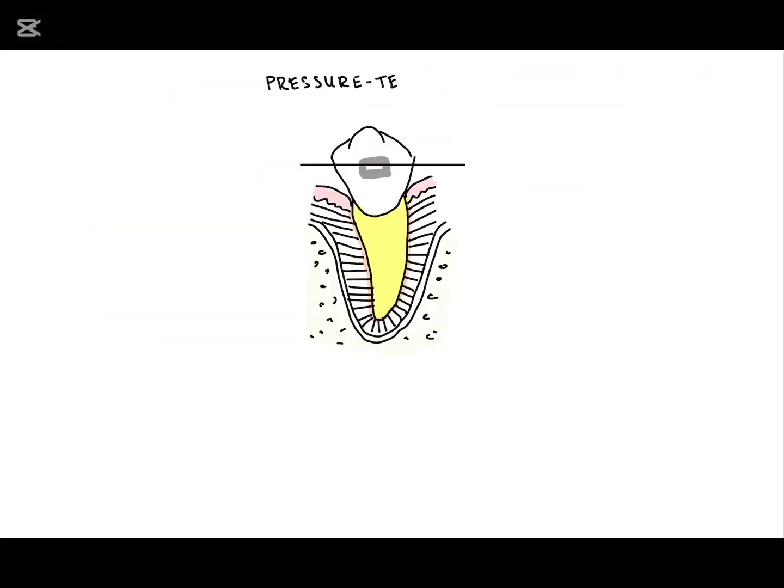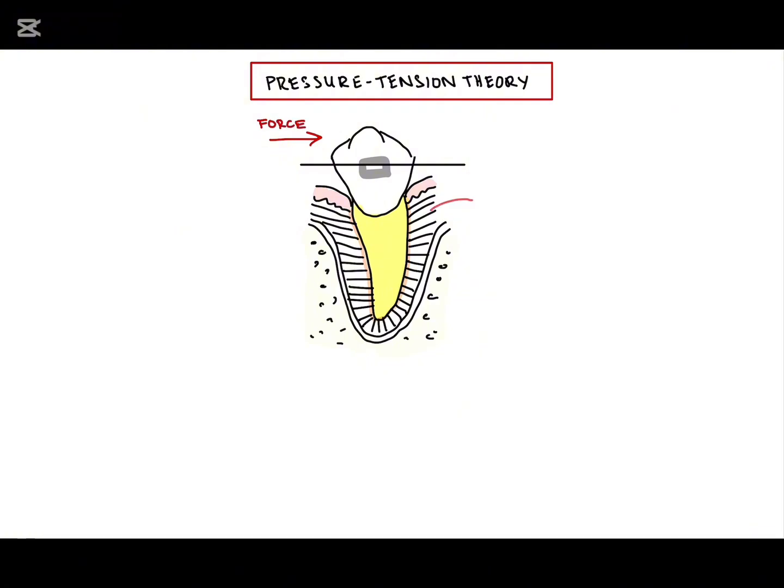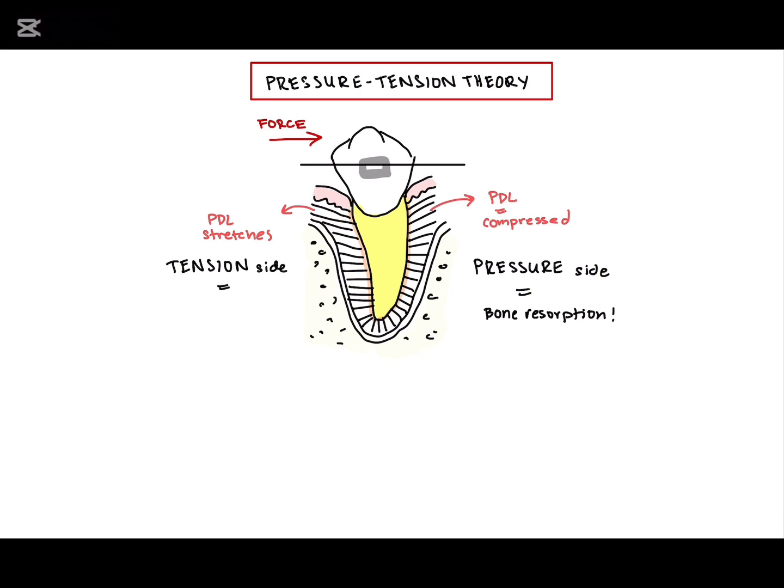This movement follows the pressure-tension theory. If the force is being applied to the right, then on the right side the PDL is being compressed. This is known as the pressure side. On the pressure side, the bone is being resorbed. Meanwhile, on the opposite side, the PDL is being stretched like a rubber band. That side is known as the tension side, where bone is being added or formed. It is in this way that the tooth gets pushed and pulled through the bone.